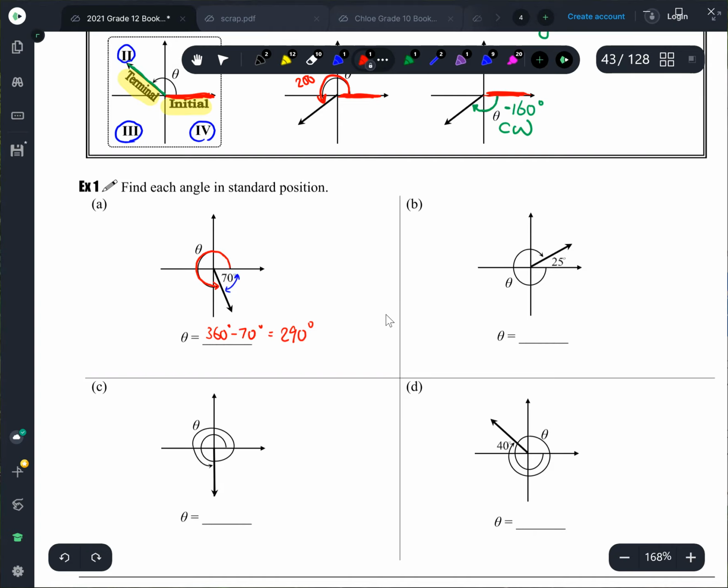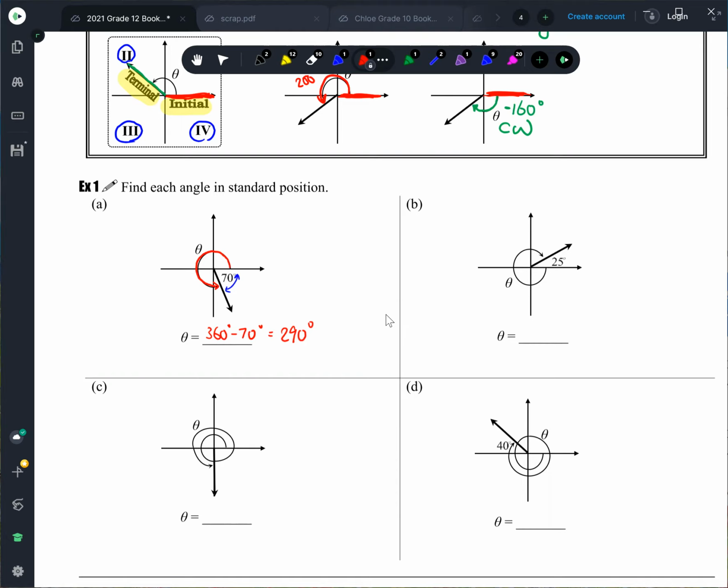Okay, yeah. So this one is counterclockwise, should be positive angle. So it turns almost a full circle, right? It's 70-degree away from full circle. So you need to take away 70. So think about pizza, right? You take away a slice of pizza that is 70-degree wide, right? So you're left with 290-degree.